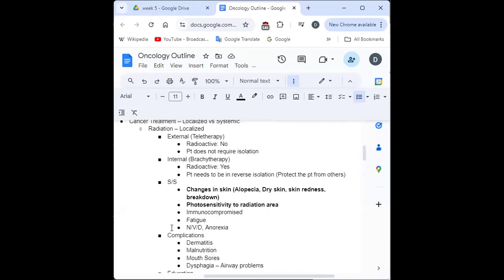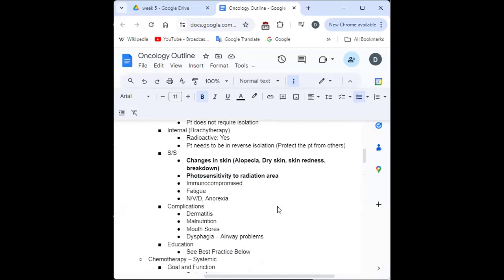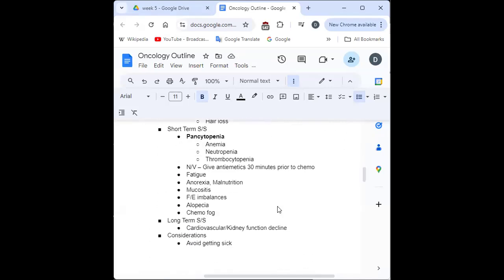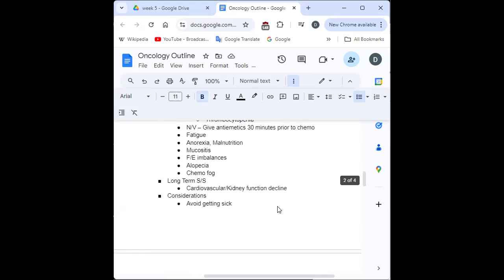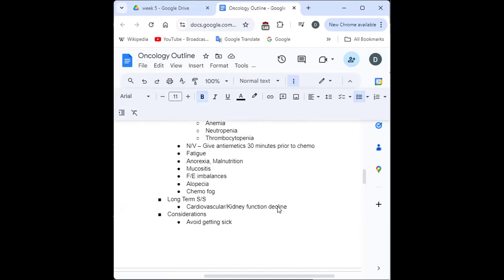A lot of your symptoms with the radiation are going to be changes in skin, and photosensitivity is probably another big area to focus on. So understand what you do when someone has that: put sunscreen on, avoid scented lotions, and keep that area away from the sun if able. Definitely really focus on these considerations.